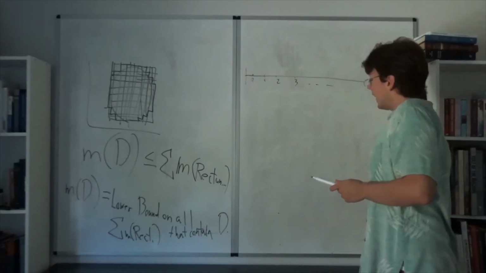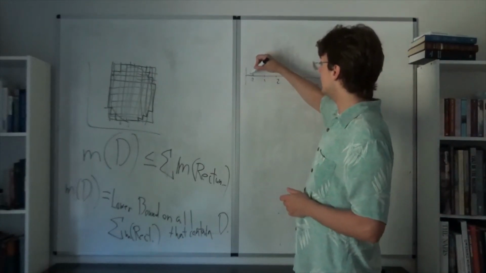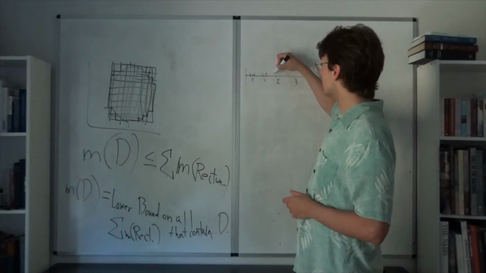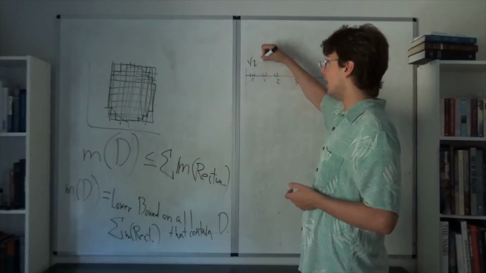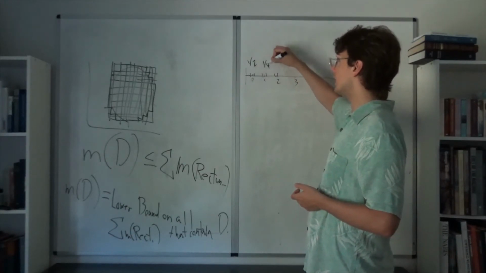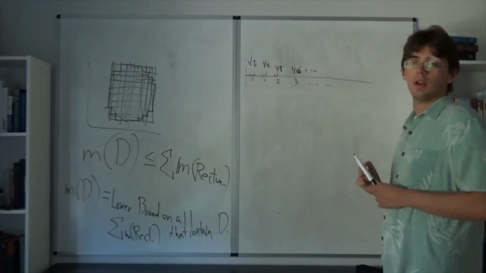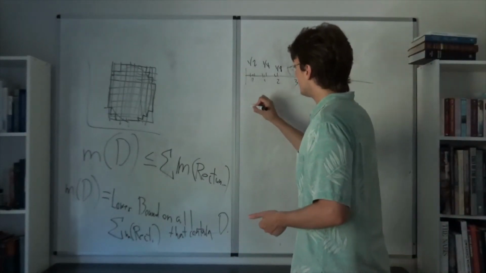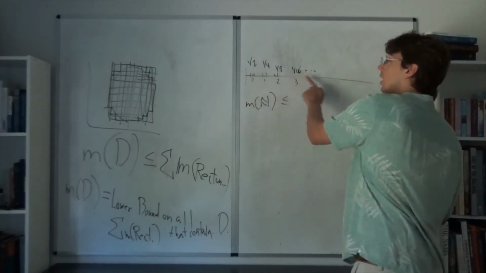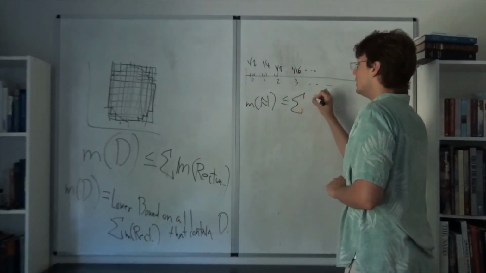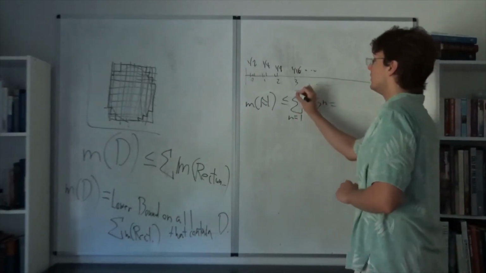One way I can figure that out is I'm going to cover all of these guys with a set of intervals that get smaller and smaller. Okay? So around 0, I'm going to put an interval of size 1/2. Around 1, I'll put an interval of size 1/4, 1/8, 1/16, and so on. I then find out the measure of the natural numbers. What is that? That's less than or equal to the sum of all of these intervals, which equals the sum of 1/2 to the n, n equal to 1 to infinity.